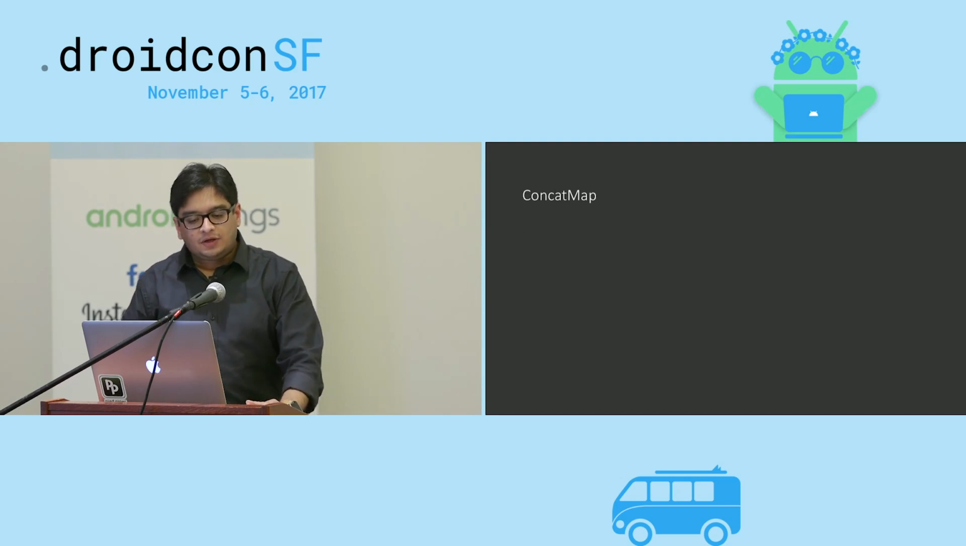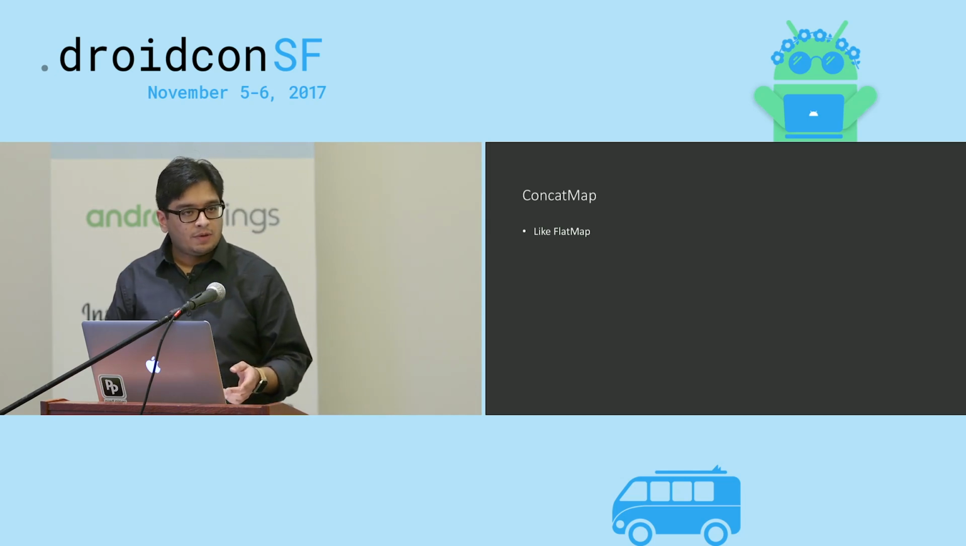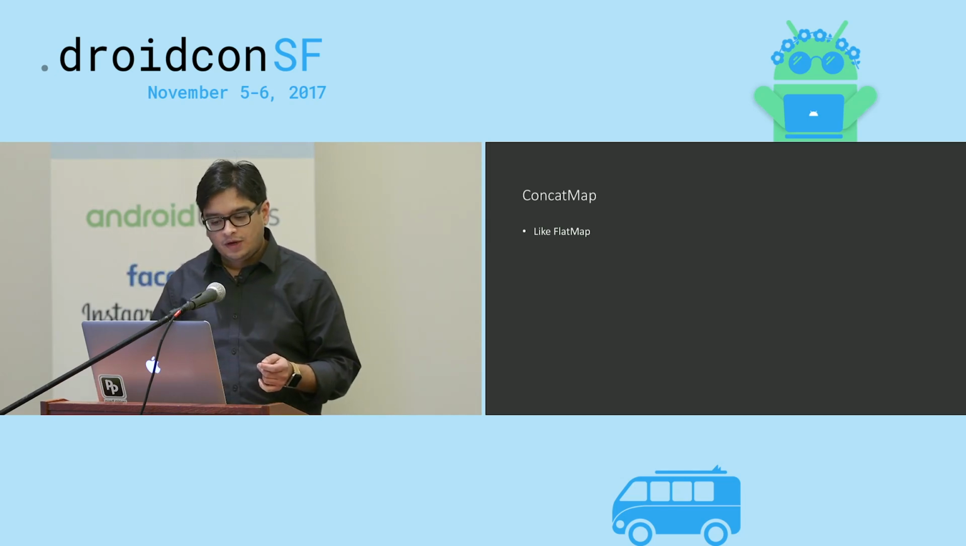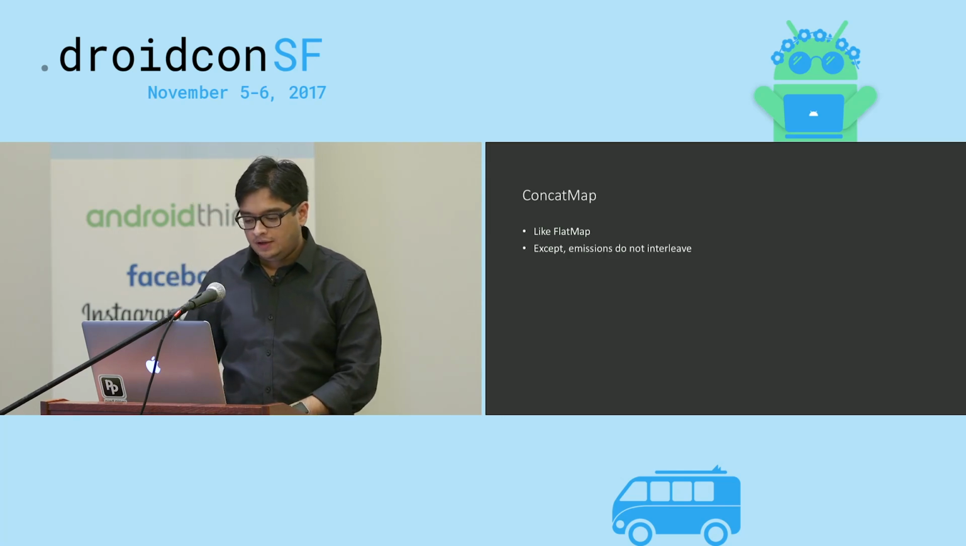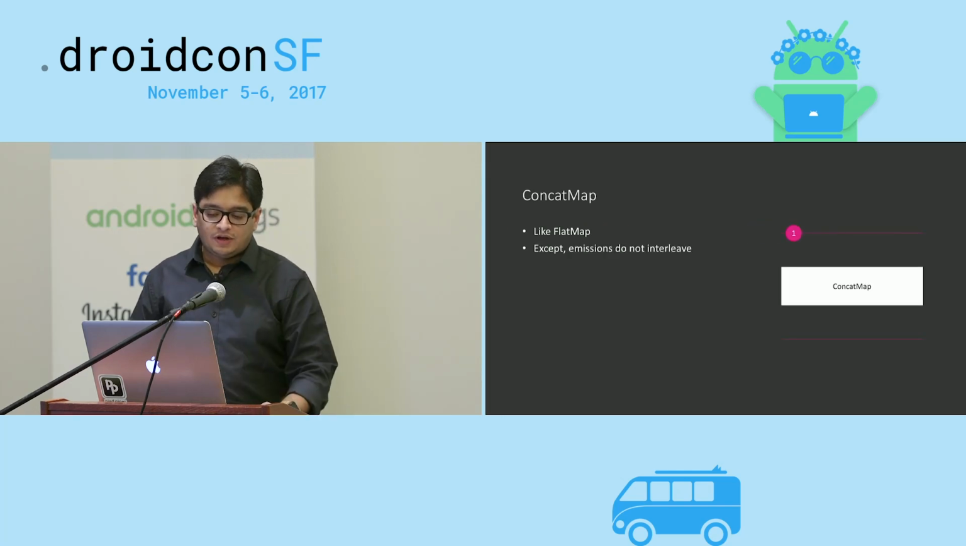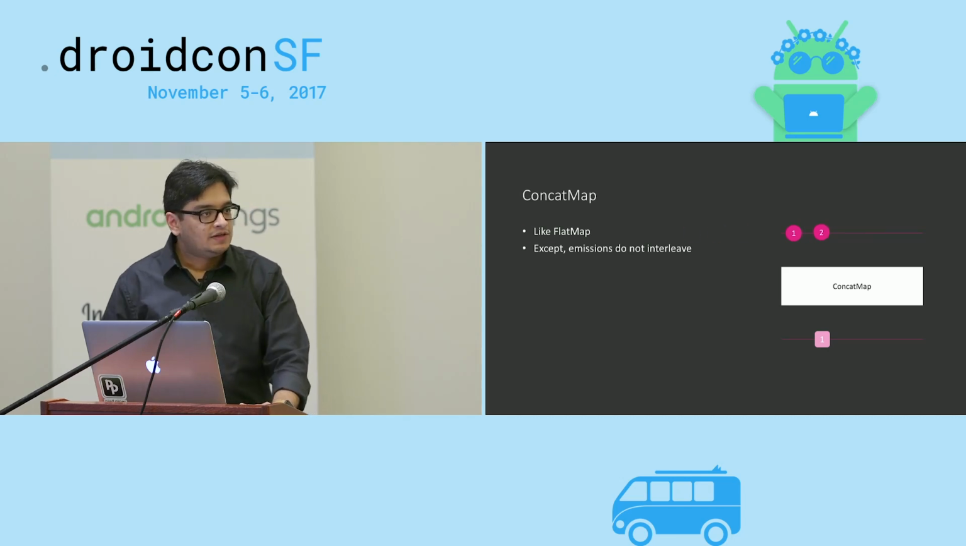So let's look at another one, concatMap. It's like a flatMap, but if we remember the concat operator from the beginning, where the output is not interleaved, that still gets carried forward here as well, where you apply a function to every single source, but the output is definitely in sequence.